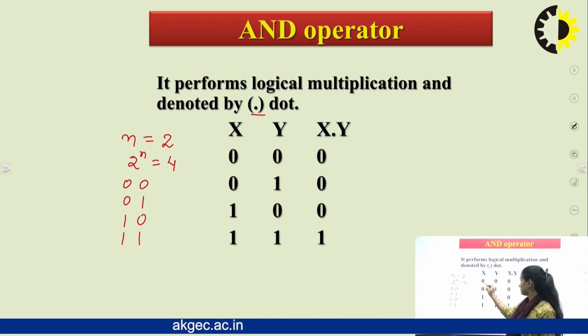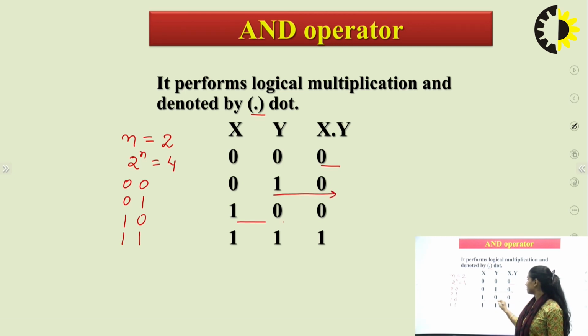So for 0 0, if I go with the multiplication, it will give me 0. 0 1 will give me 0 again. It will only give me 1 when both the inputs are 1. So this is how my AND operator works.